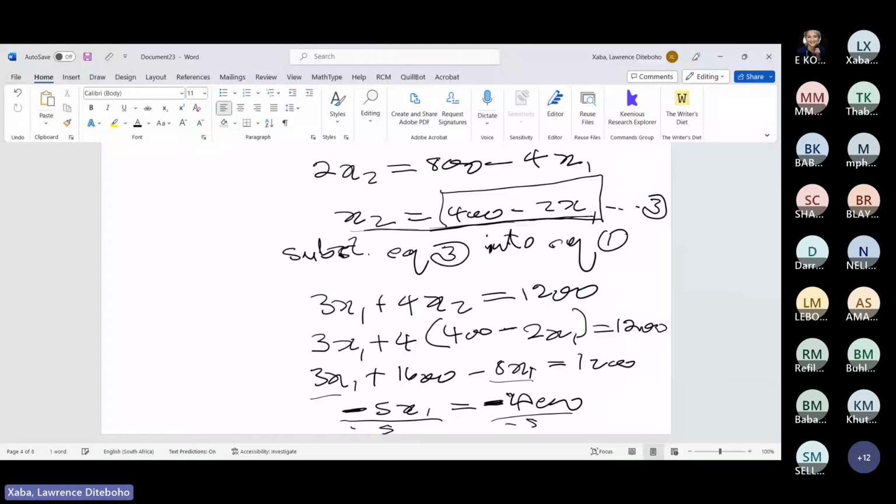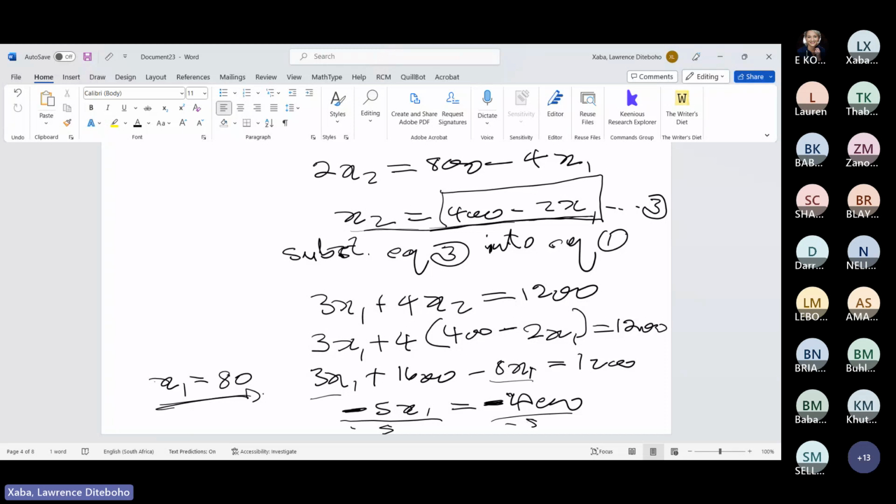What is our final answer? What is the value of x1? 80. Positive 80. Yes. Okay, so we have x1 equals 80.